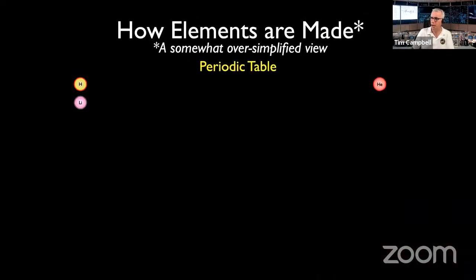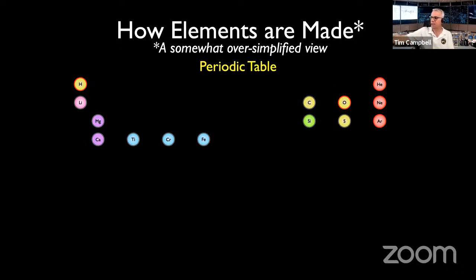All right, so now, here's a very simplified view, not super accurate, but we're trying to make this easy for how all the other elements are made. So again, we're skipping over every other element on the periodic table because it turns out each element is created by slamming into that element something called an alpha particle.